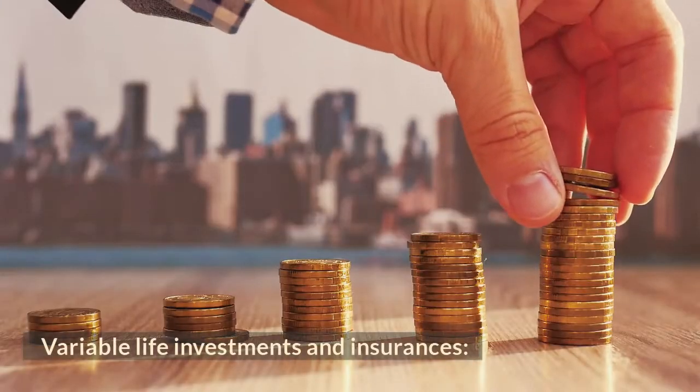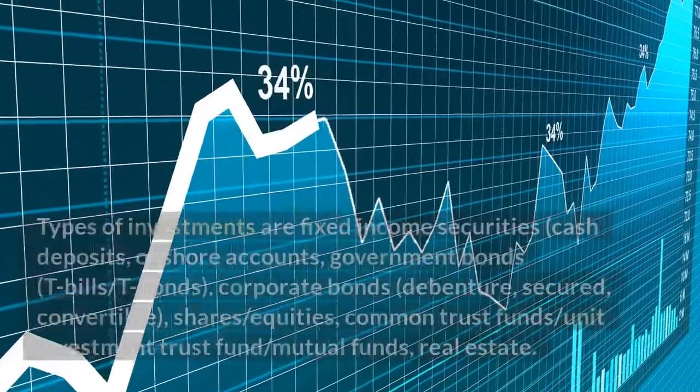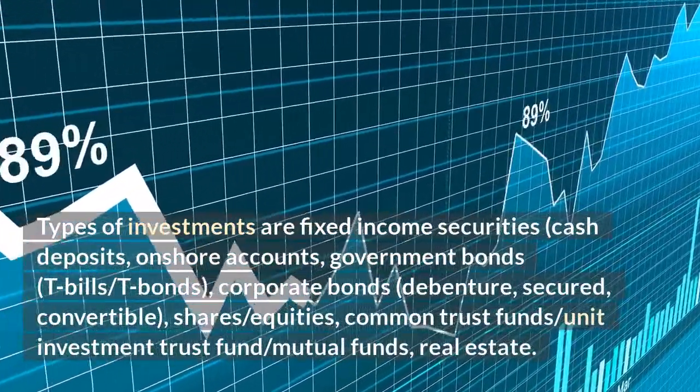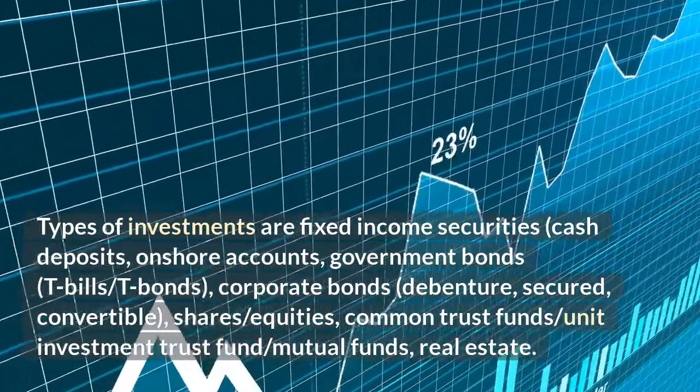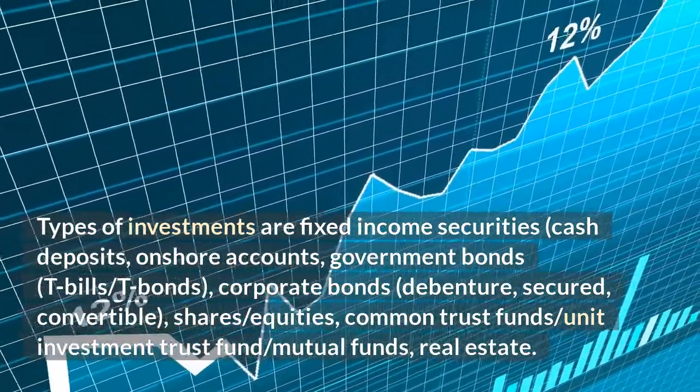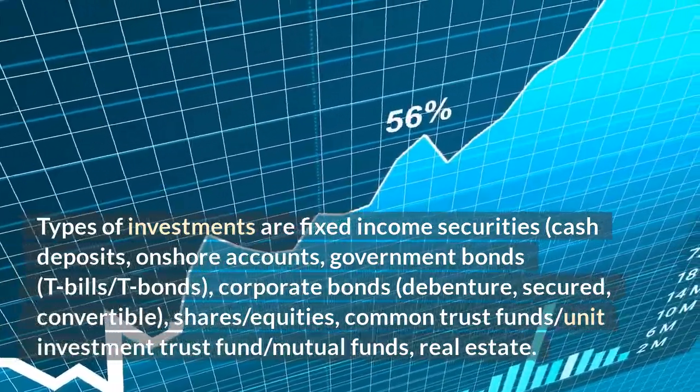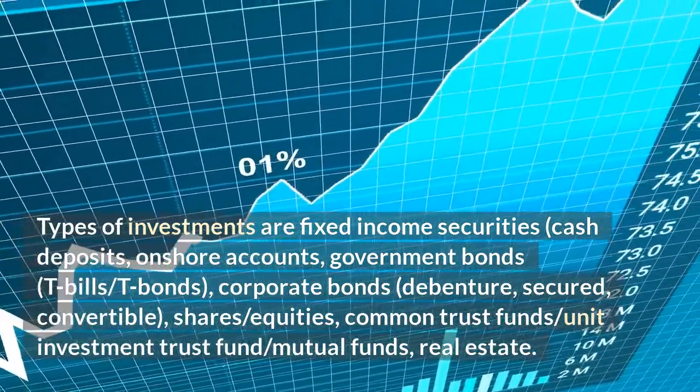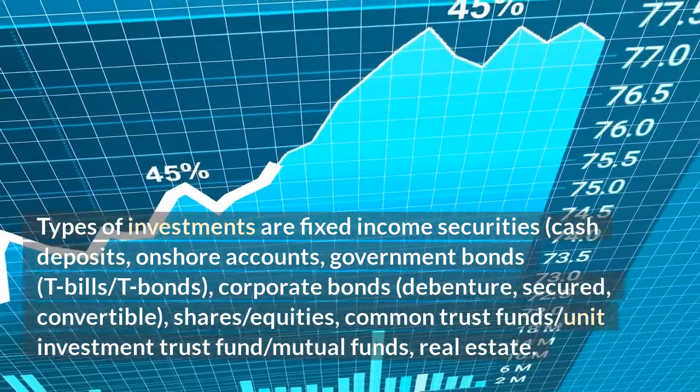Variable life investments and insurances. Types of investments are fixed income securities, cash deposits, onshore accounts, government bonds, T-bills, T-bonds, corporate bonds, debenture, secured, convertible, shares, equities, common trust funds, unit investment trust fund, mutual funds, real estate.